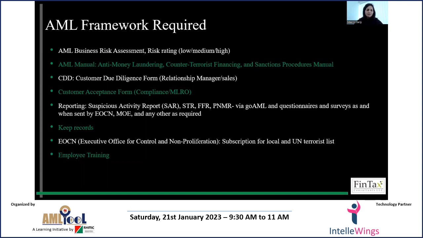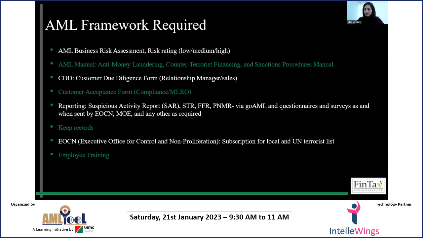Then the customer acceptance form, which, after it has been filled, the company's MLRO or the compliance officer checks and then approves if it goes through all the ticks. If there is any suspicion, then the internal suspicious activity report should be prepared and escalated to the next level of responsible person. If it is a confirmed thing, then a formal SAR or an STR has to be filed in the goAML system. For TFS and proliferation financing compliance, the FFR, the funds freeze report, and the partial name match report are the obligations specified to be filed in goAML. So whatever scenario happens, the compliance is mandatory. That is what the emphasis is on.